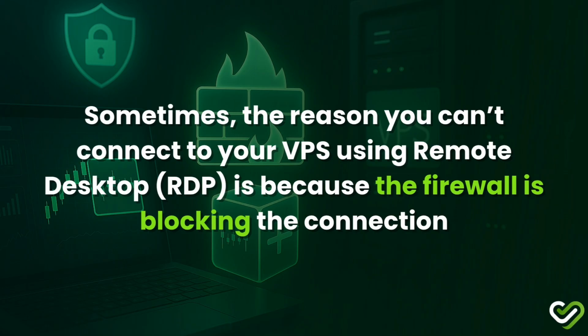Sometimes, the reason you can't connect to your VPS using Remote Desktop RDP is because the firewall is blocking the connection. While the firewall protects your server from unwanted access, it can also block legitimate connections if not configured correctly. So in this video, we'll show you how to disable the firewall the right way, so you can reconnect and manage your VPS without any issues.